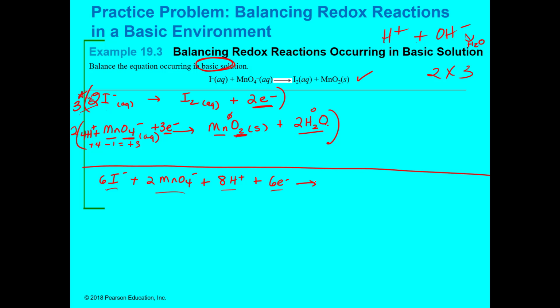And that goes to 2 MnO2s. Wait, be consistent, sorry. 3 I2s plus 6 electrons plus 2 MnO2s plus 4 waters. All right, so my electrons cancel.